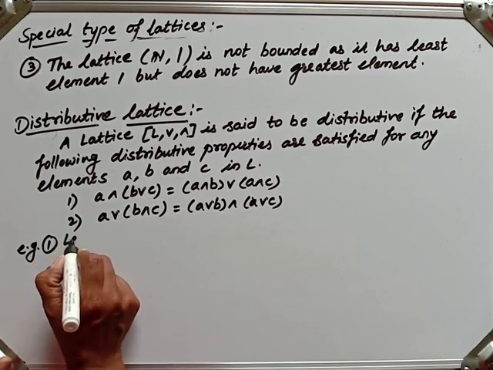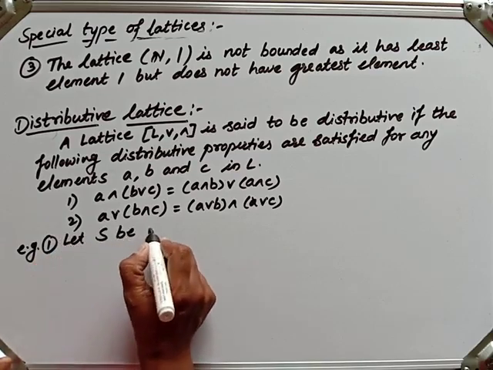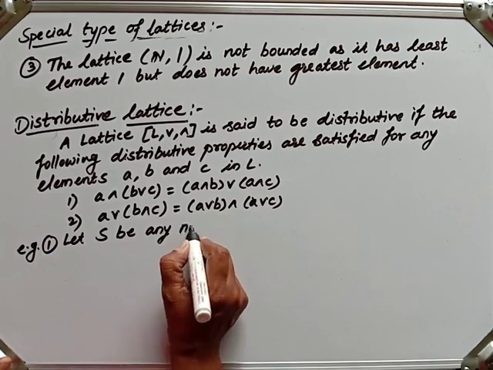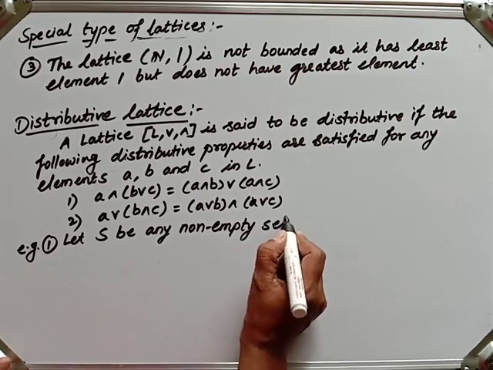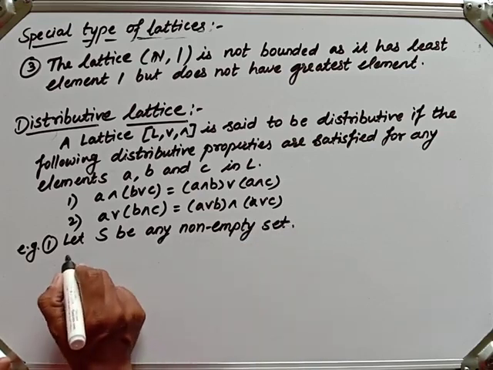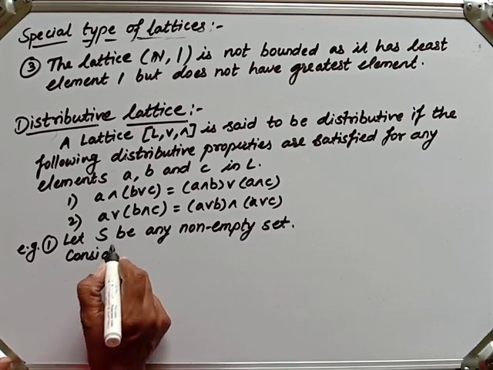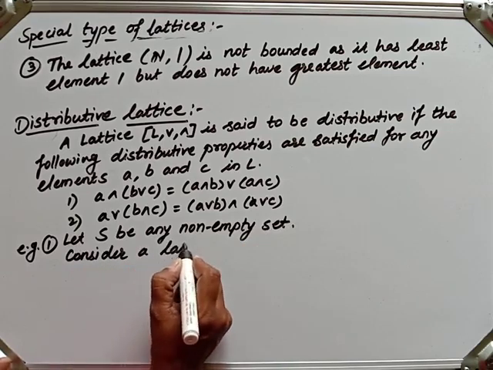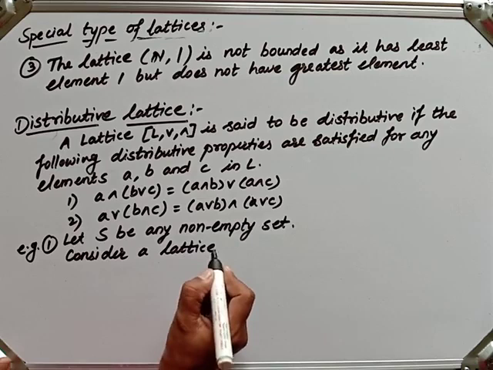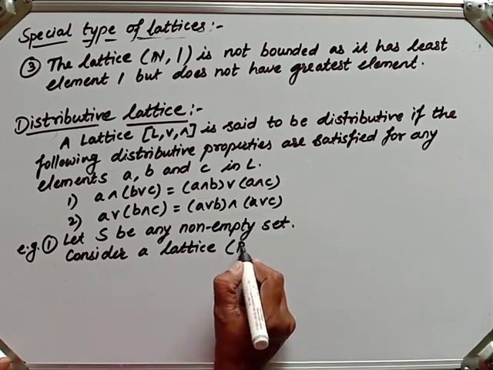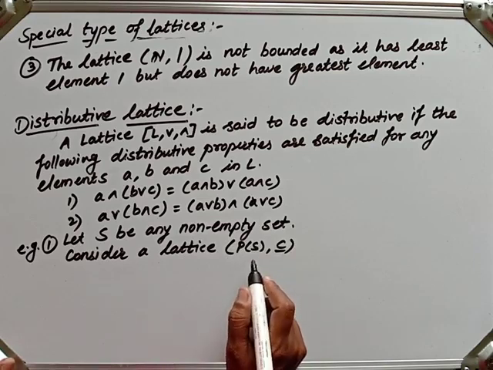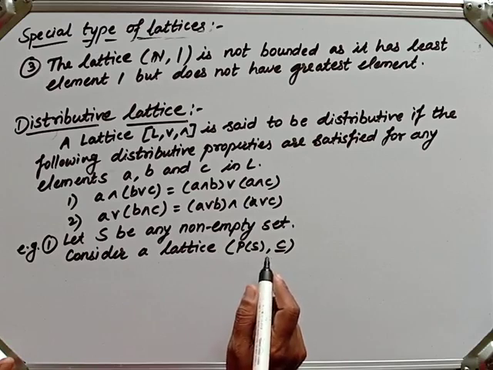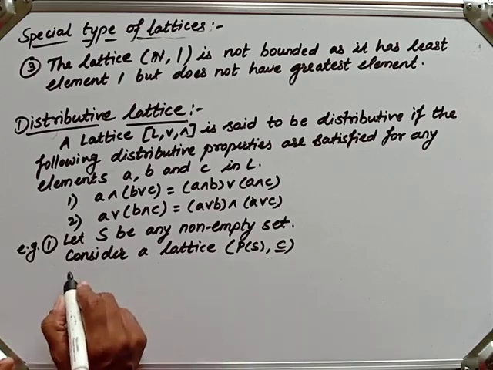First one, suppose S is any non-empty set, then consider a lattice. Which lattice? P of S with the subset relation, or the set inclusion relation. Then there are any two sets A and B in P of S.